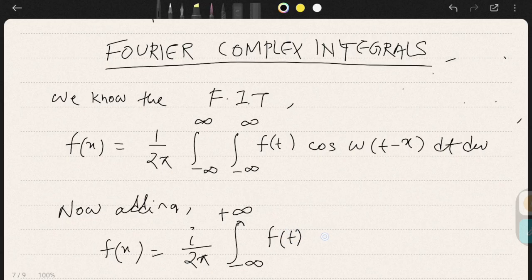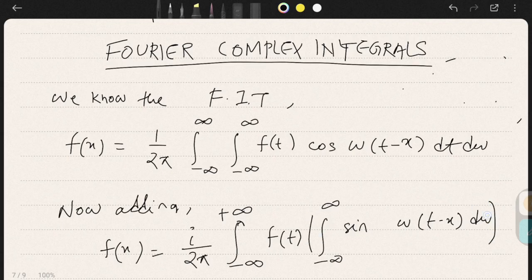f(t), minus infinity to infinity, sin omega (t minus x) d omega dt.